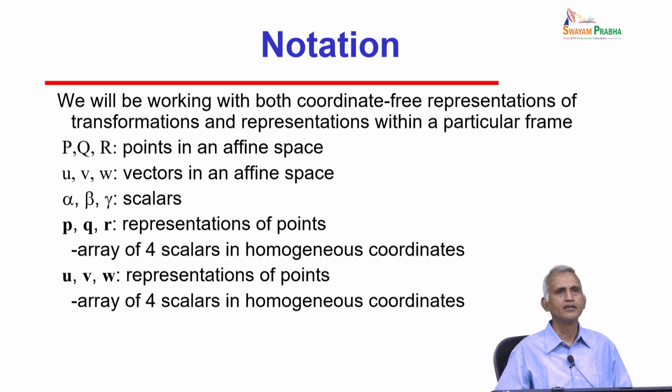Next, notation. We will be working with both a coordinate-free representation of transformations and a representation within a particular frame. Let P, Q, R be points in an affine space, U, V, W be vectors in an affine space, and alpha, beta, gamma be scalars. P, Q, R represent points as an array of 4 scalars in homogeneous coordinates, and U, V, W represent vectors as an array of 4 scalars in homogeneous coordinates.